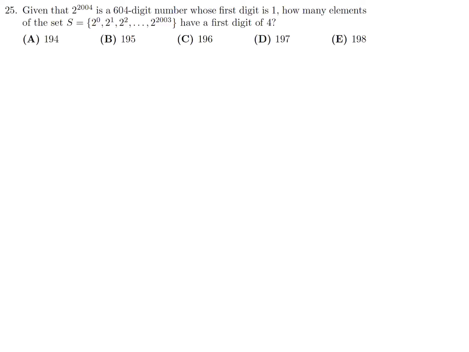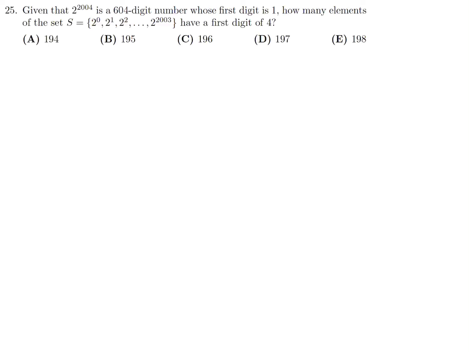Given that 2 to the power of 2004 is a 604-digit number whose first digit is 1, how many elements of the set 2 to the power of 0, 2 to the power of 1, 2 to the power of 2, all the way to 2 to the power of 2003 have a first digit of 4?